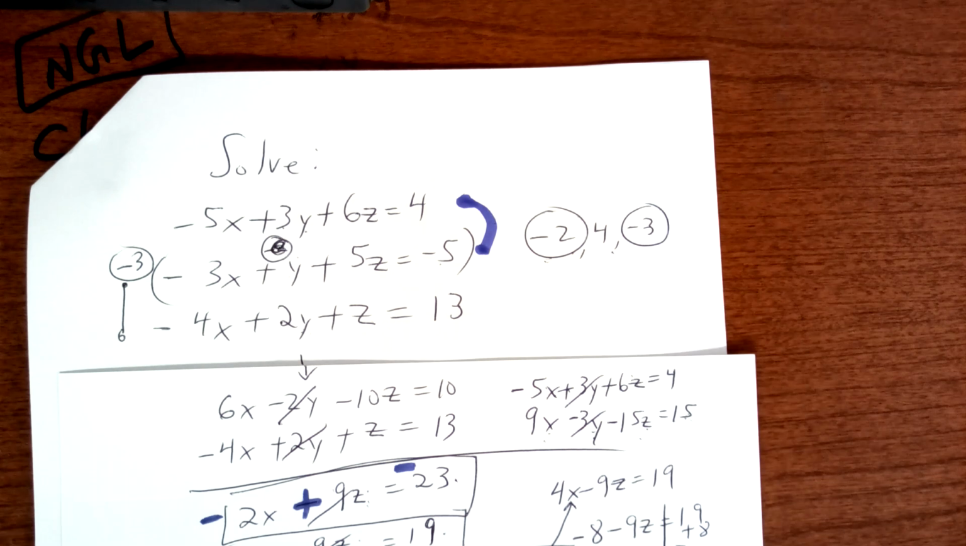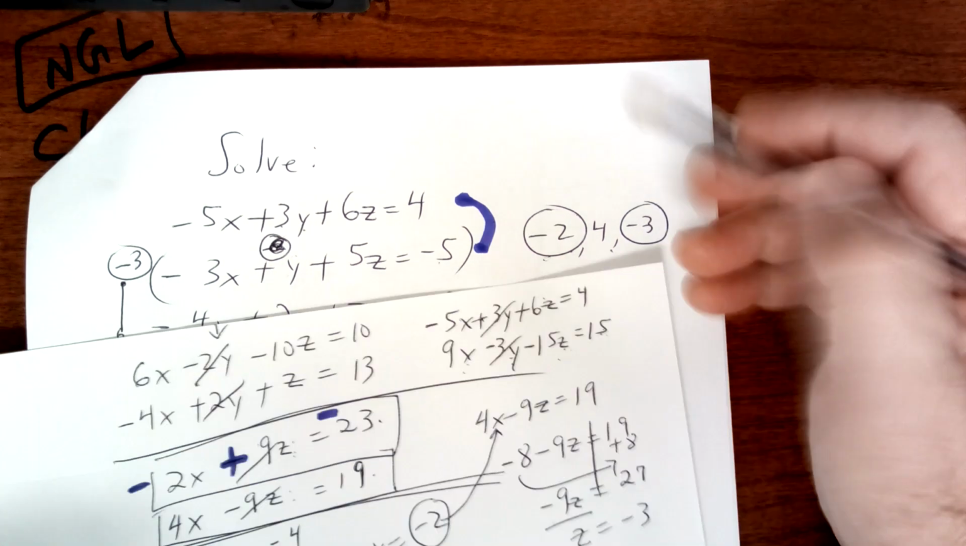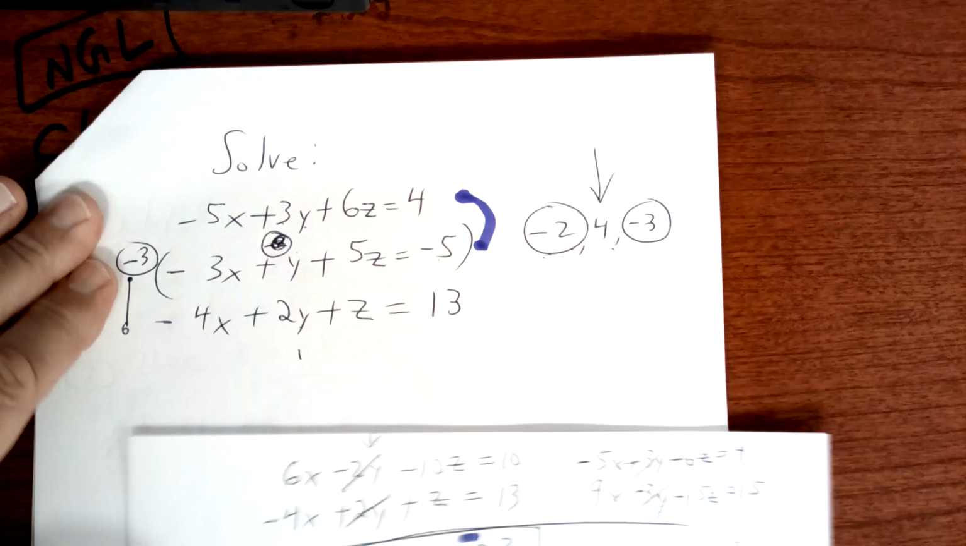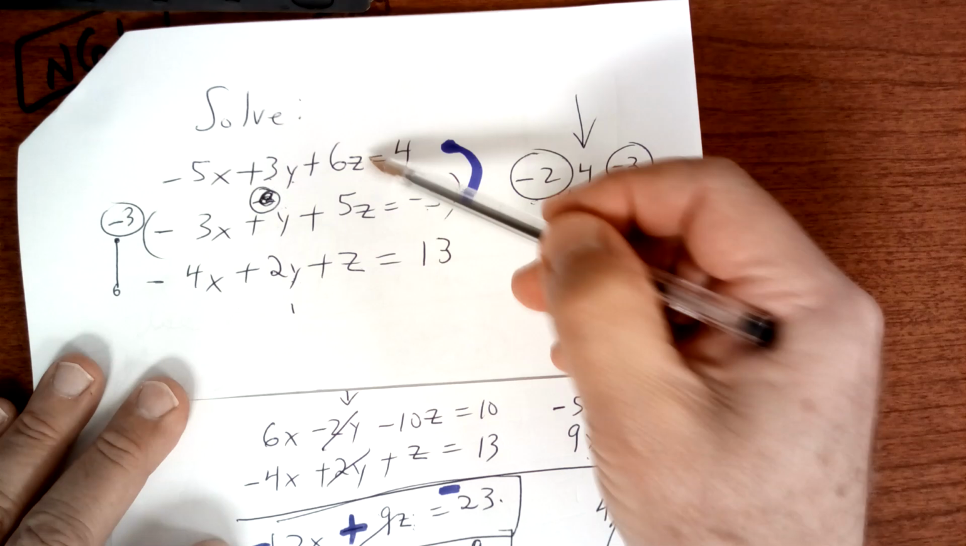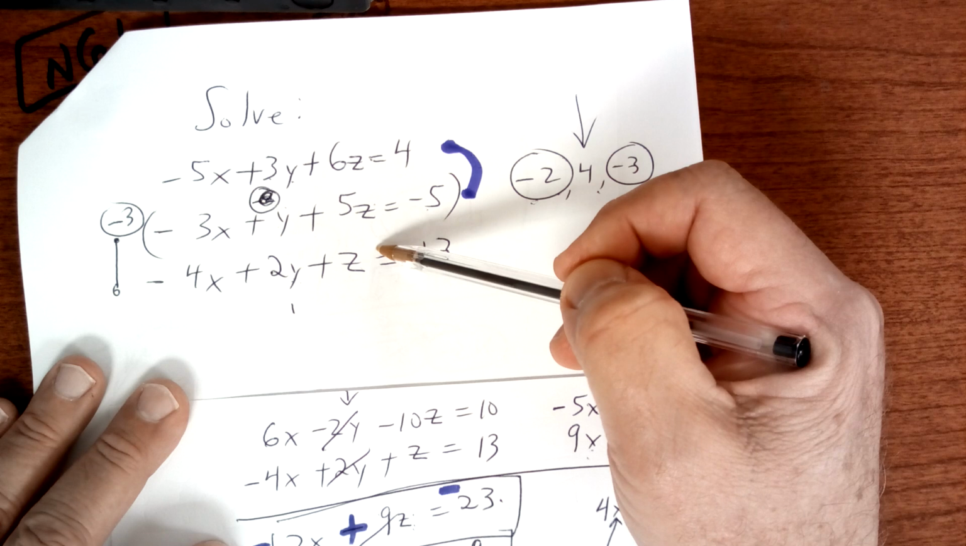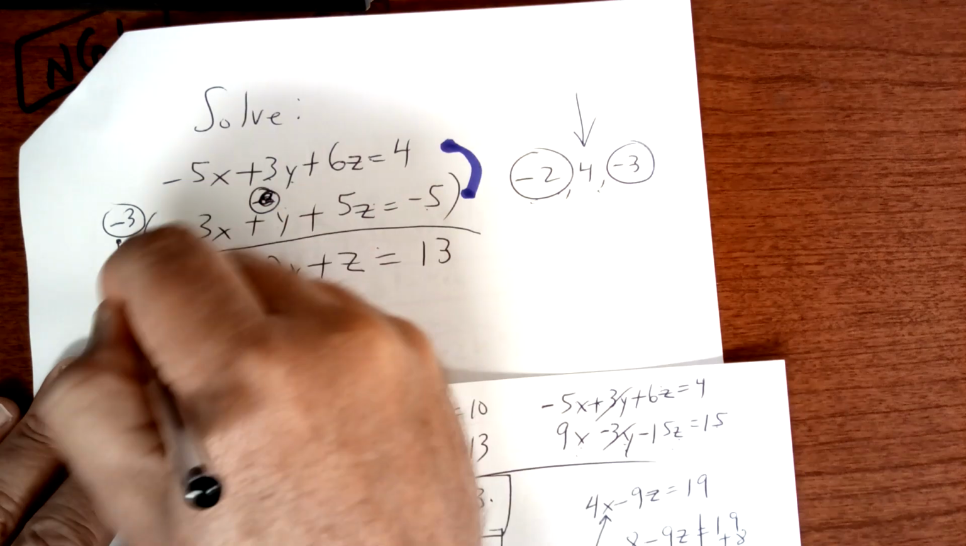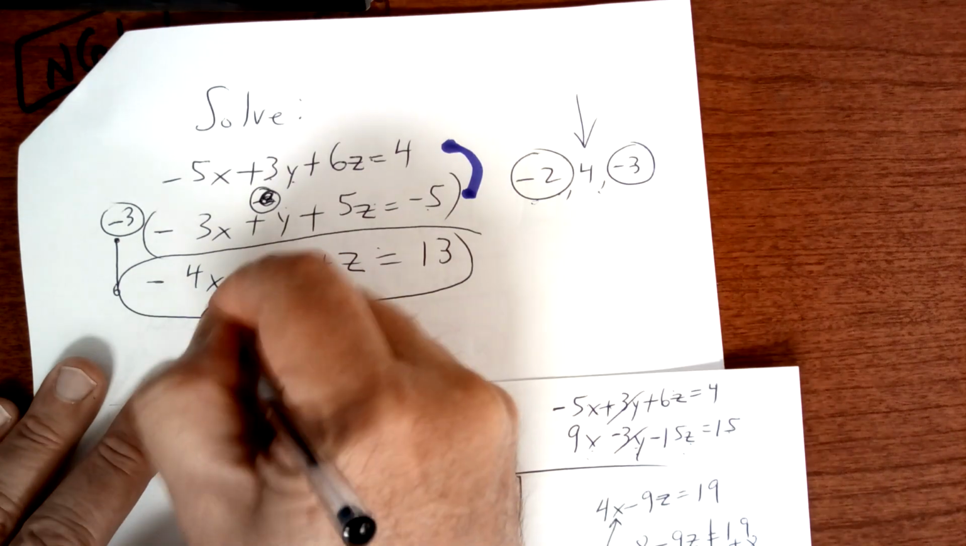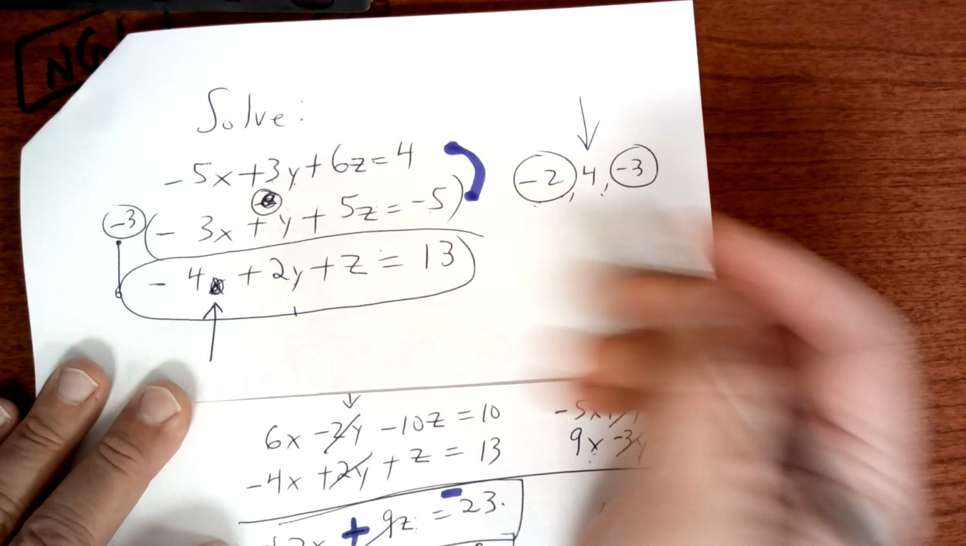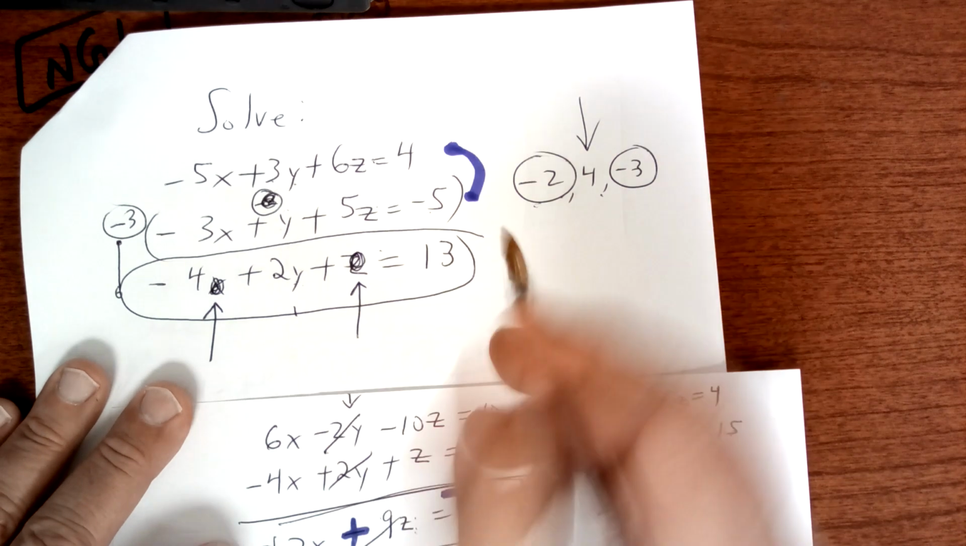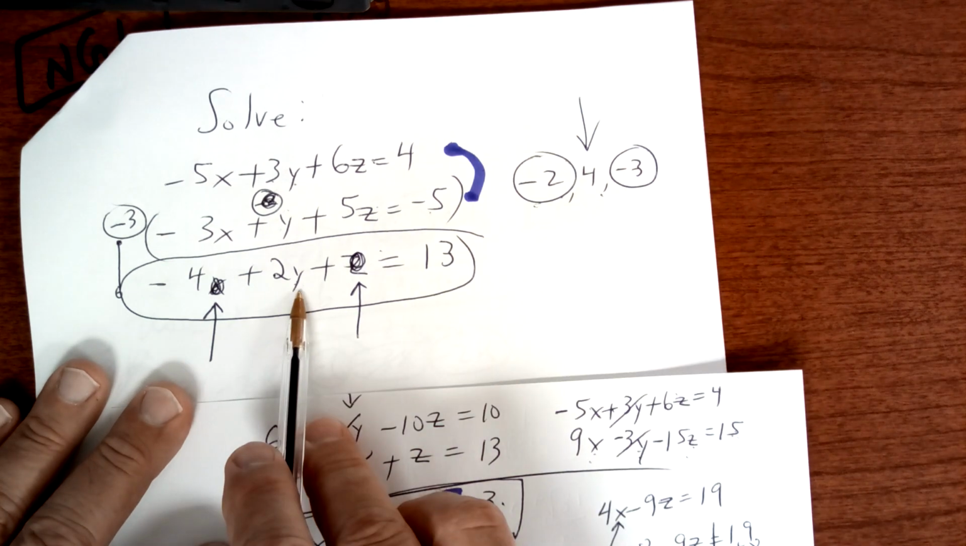Now, to get the last one here, which is y, you can pick any of 3 original equations. Since I didn't touch anything, I would use that one. So I would substitute the x, substitute the z, and solve the equation for y. And that's all you do.